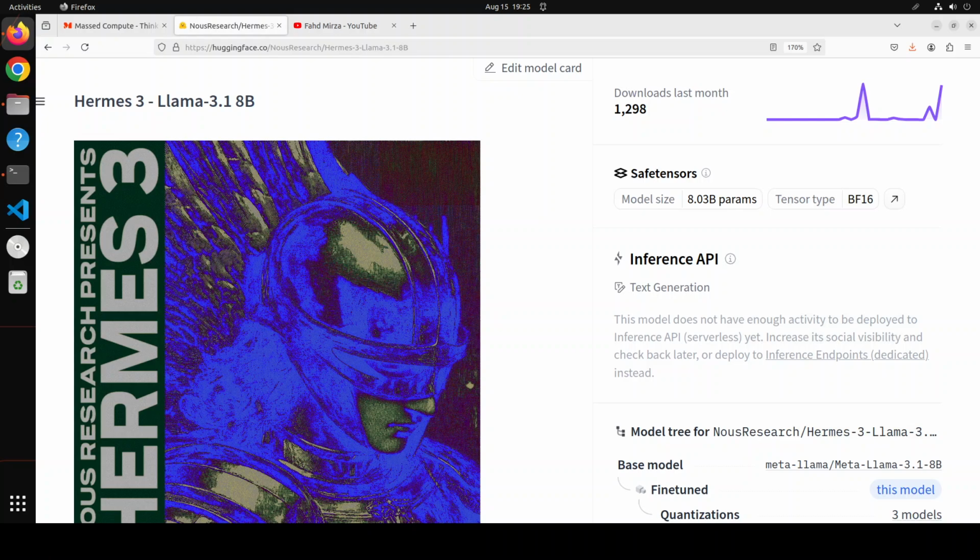Hello everyone, I'm very excited to share with you this new version of the Hermes family of models. They have just come up with an array of Hermes 3 models, covering various flavors of Llama 3.1: 8 billion, 405 billion and 70 billion. In this video, we are going to install the full Hermes 3 Llama 3.1 8 billion model locally, and then we are going to test it out on various benchmarks.